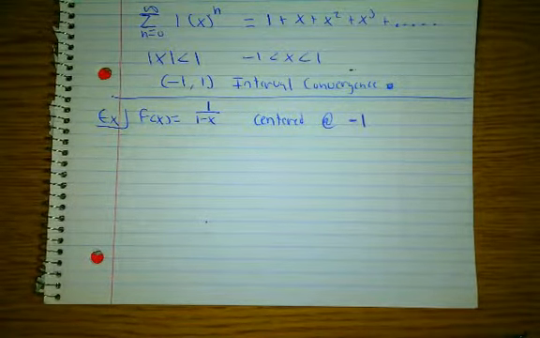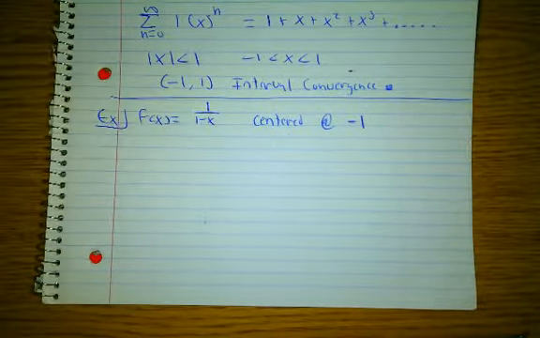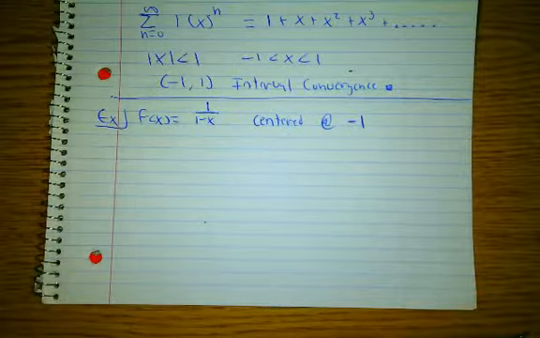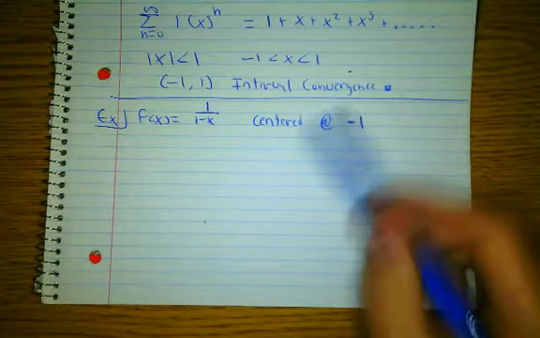Okay. Well, this thing still looks like what I want it to look like, right? A term on the top over 1 minus. Okay, that's going to be the key. It's got to be 1 minus. The problem here is that I need to find a way to center it at negative 1.